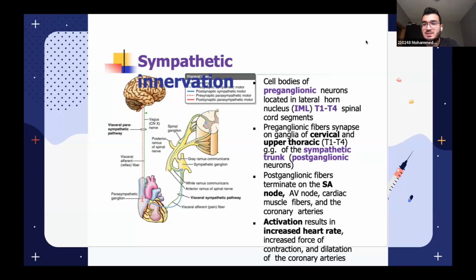The thoracic splanchnic is basically a nerve that carries... someone is unmuted. Guys, is that your mic? Okay, so the thoracic splanchnic nerve is a nerve that takes the sympathetic fibers and goes to the viscera of the thorax, like the heart, to supply them with the sympathetic innervation. It is postganglionic, I think. Let me make sure. It is postganglionic, yes.